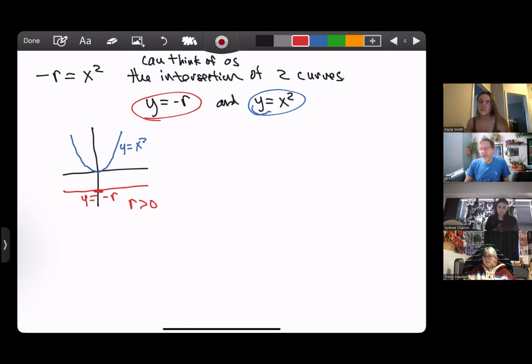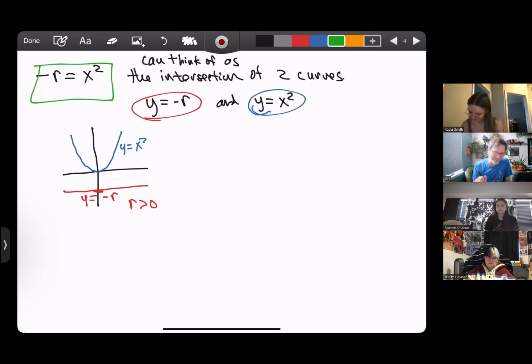Not for this analysis right here, Kayla. We're keeping it in the back of our mind. But what we're going to actually do is think of just the algebraic solutions to this thing, keeping in mind that they will be the equilibrium solutions of that x dot equation. Does that make sense?